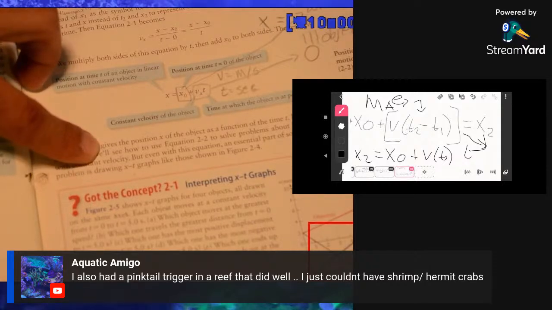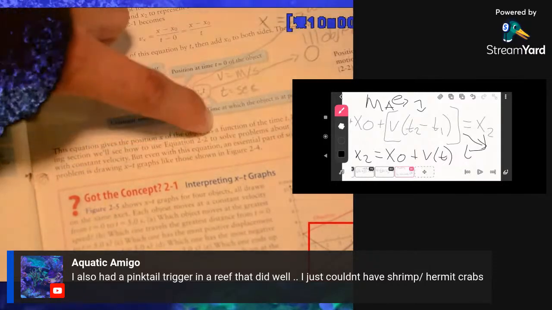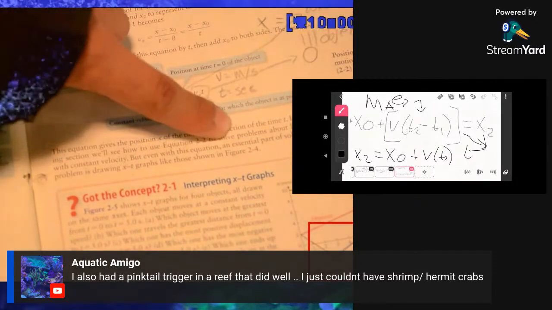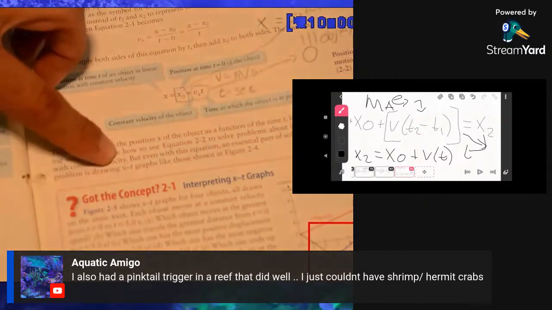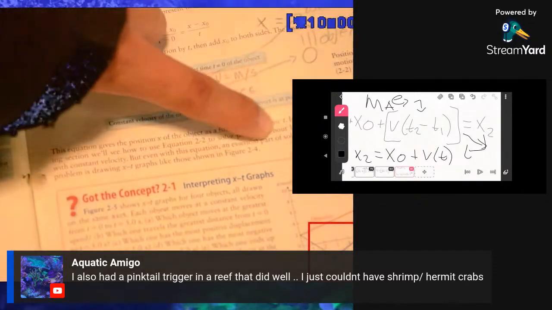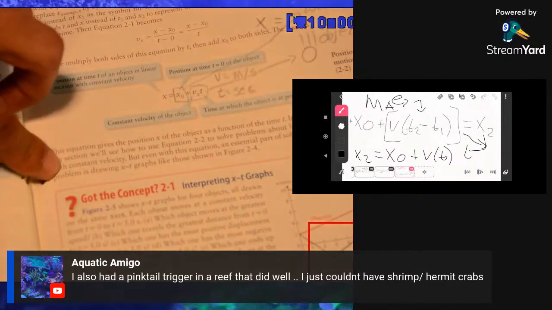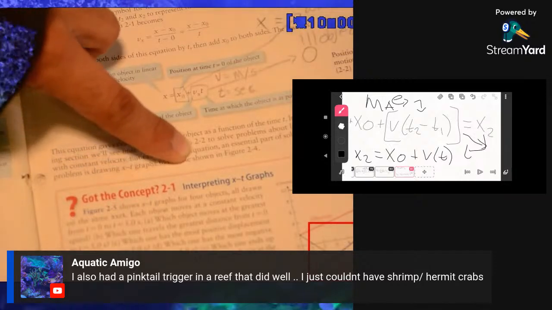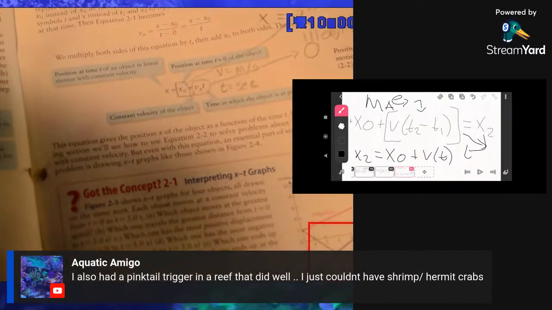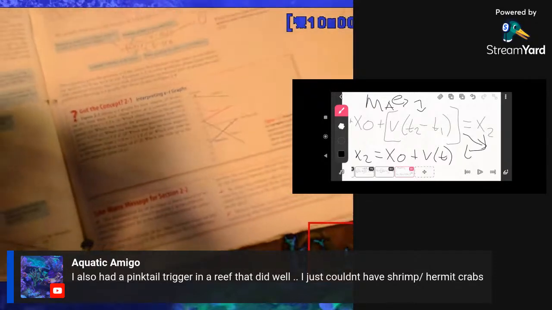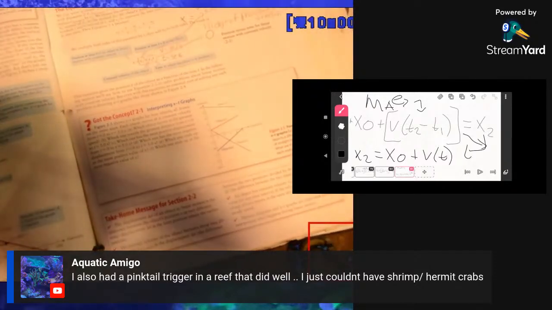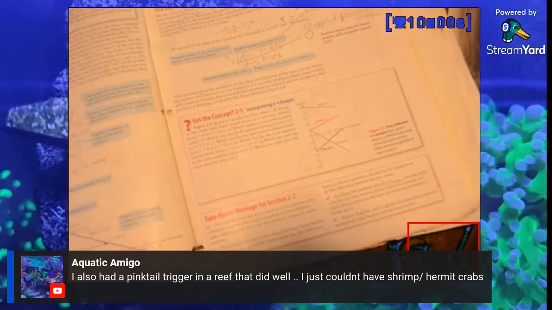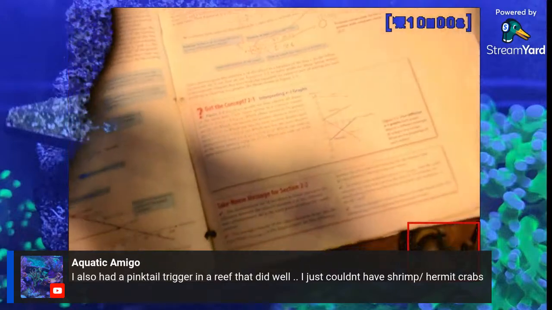This equation gives the position x of the object as a function of time t. In the following section, we'll see how to use equation 2.2 to solve problems of linear motion with constant velocity. But even with this equation, an essential part of solving any such problem is drawing a distance x and time graph like those shown in figure 2 point something. Okay, and then there's just some other graphs right there, just so you guys can see it. Let me erase, let me get that out of the way so you guys can see closer.